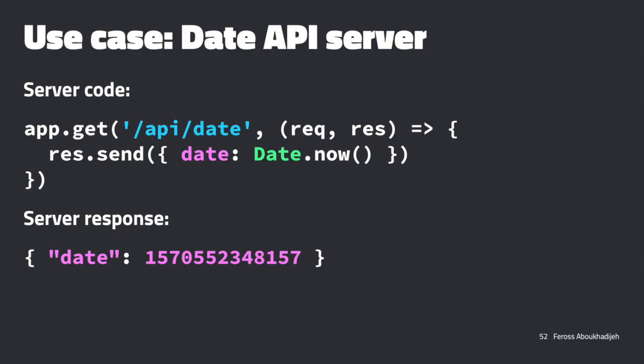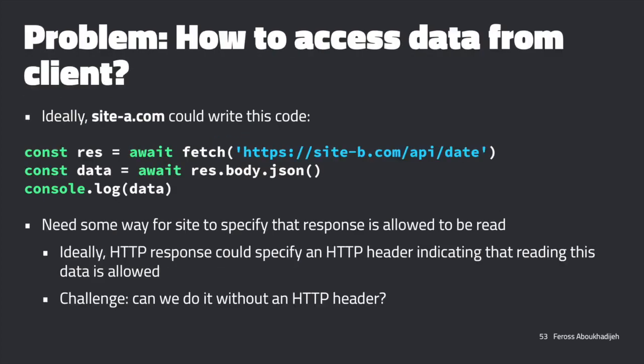OK, so basically, this could be our server code. We have an endpoint, /API/date, and we're just going to send back this JSON object. This is what it looks like. Not too magical. And so now we want to enable this. We want site A to be able to use this date API, which is hosted on site B. So site A wants to make a fetch request to site B. This basically sends an HTTP GET request, and we want to read the data out and just console log it. By default, that would be denied because they're different origins. We need some way for site B to say, really, this is OK. I don't mind.